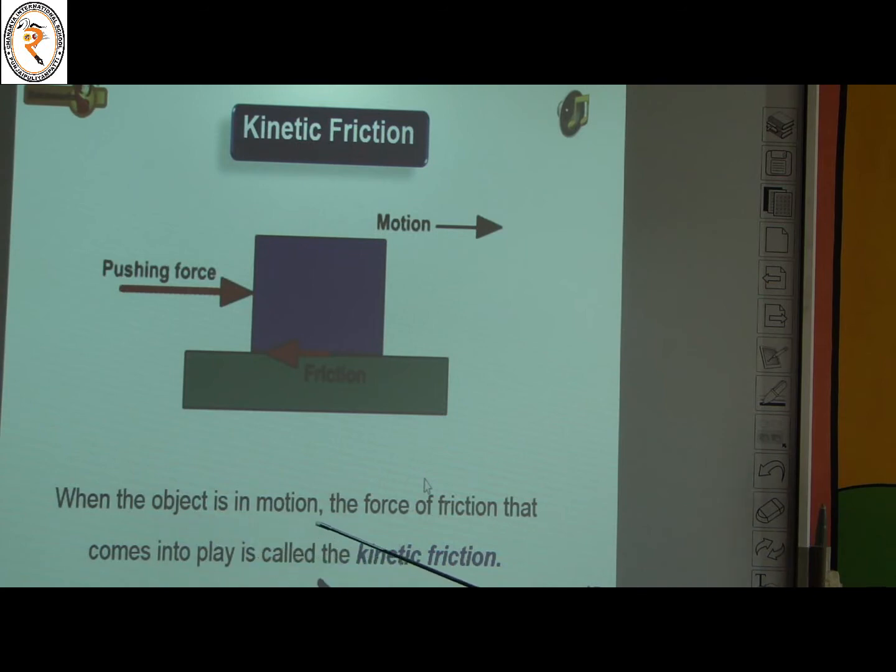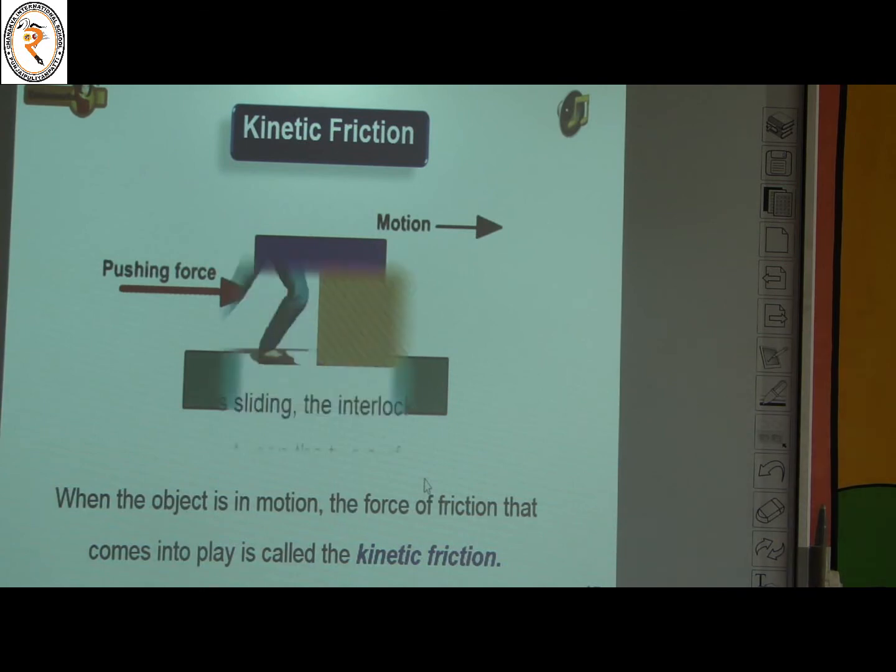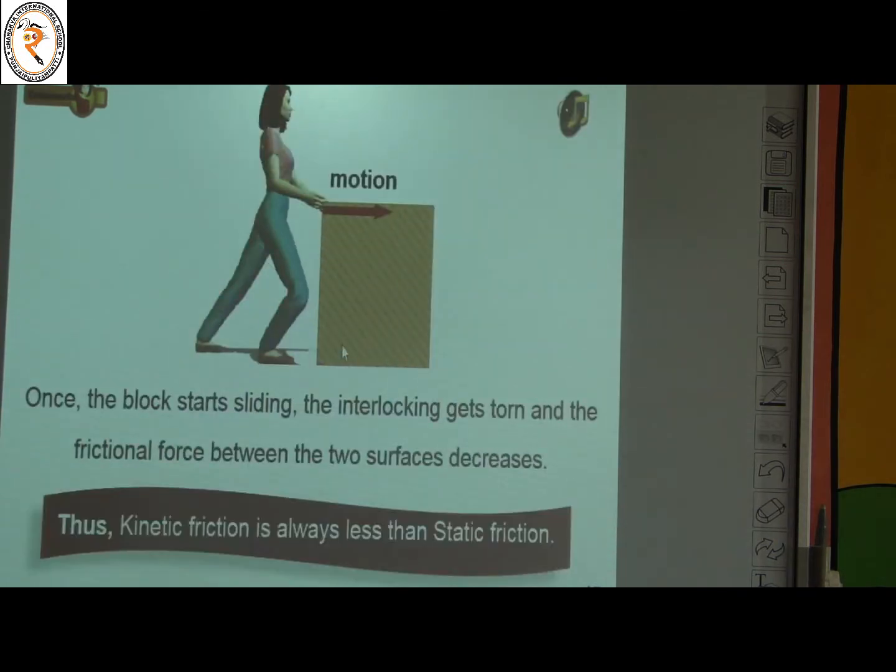When the object is in motion, the force of friction that comes into play is called kinetic friction. The kinetic friction is always less than the static friction.